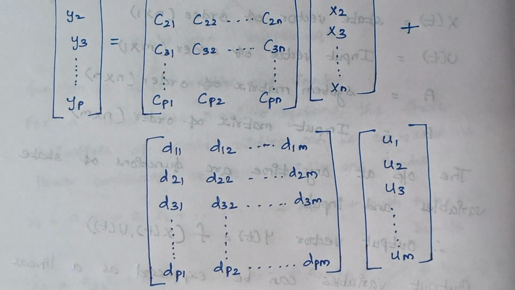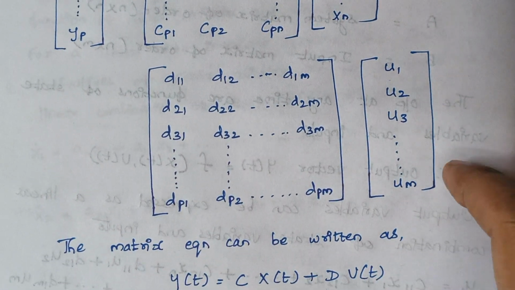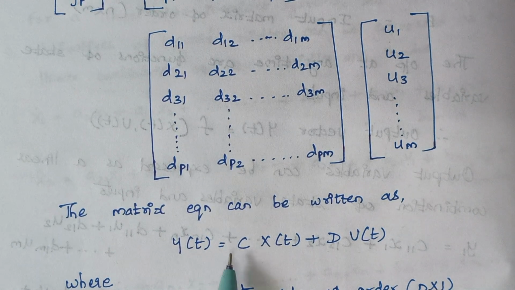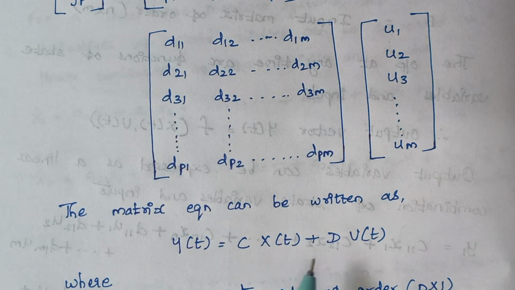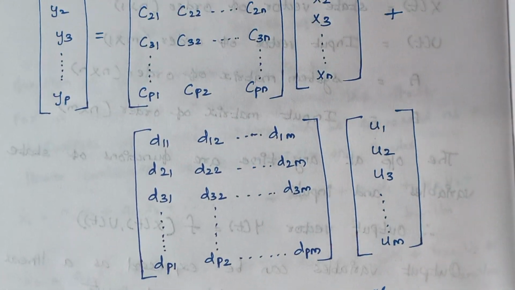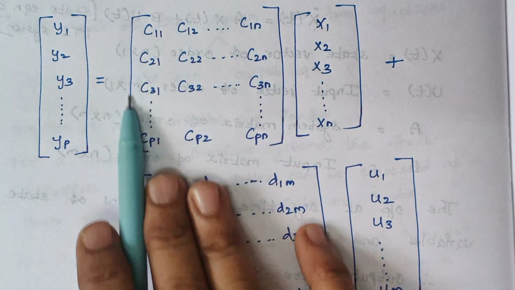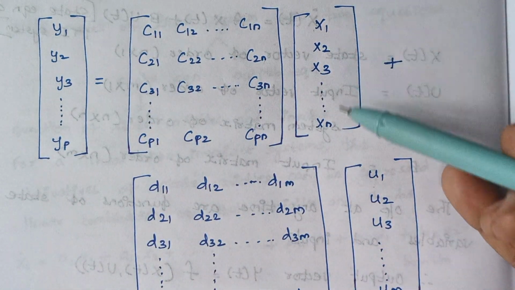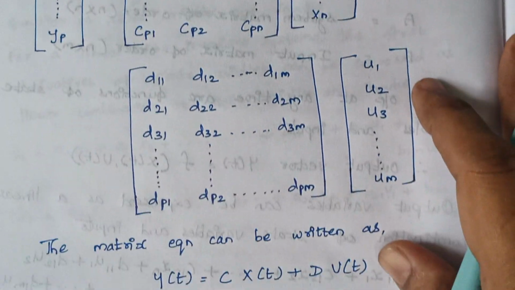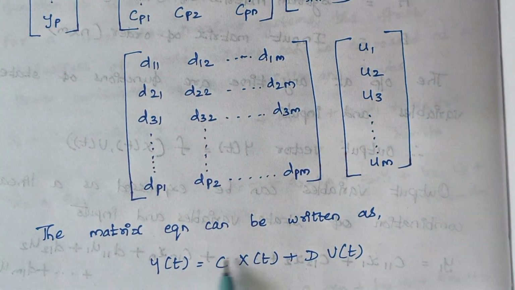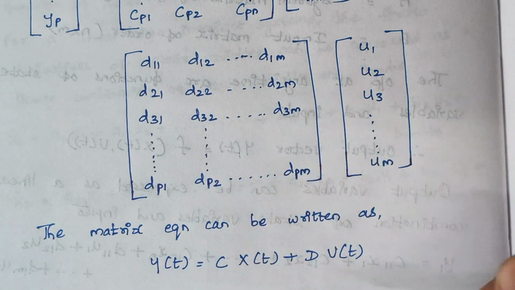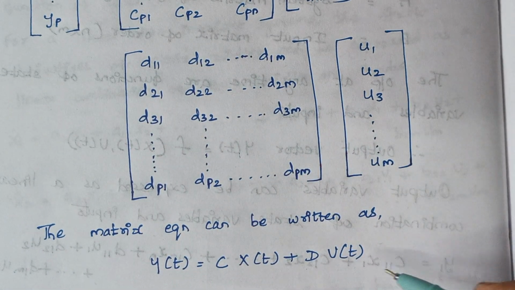Right. So when you represent this matrix in a simple form, we have y of t is equal to C x of t plus D u of t. That is, you see, this entire C matrix is represented by capital C, and this entire x matrix is represented by x of t. So here it is C into x of t. Likewise, this entire D matrix is replaced by capital D multiplied by u of t.